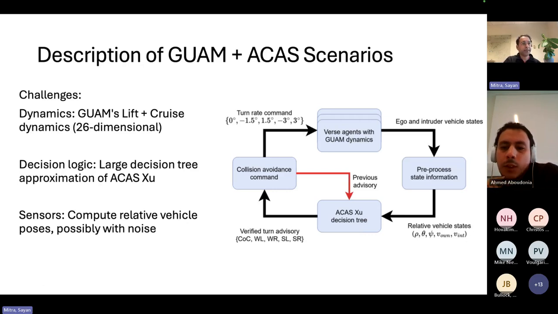Have you thought about building multiple decision trees and running them at the same time to be robust against different situations? Is that a possibility? Yeah, it is a possibility. It's a good question.